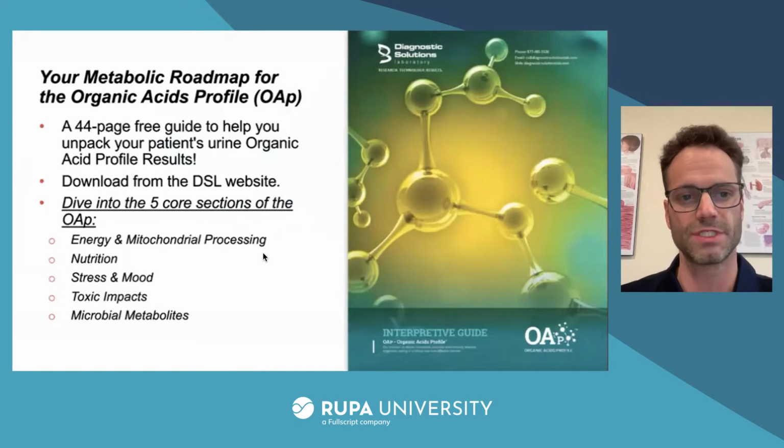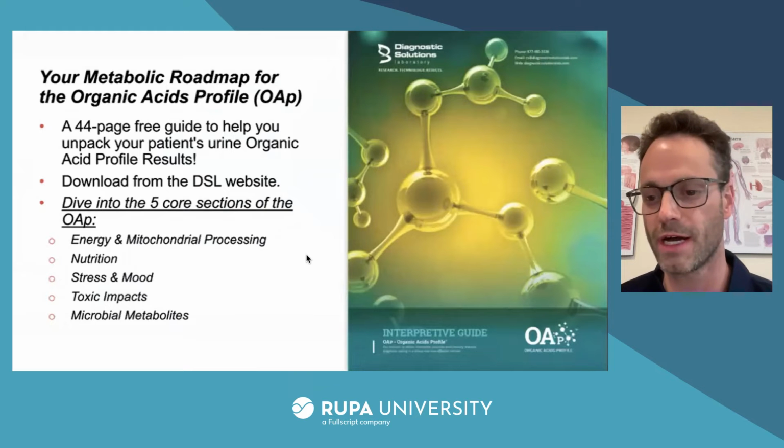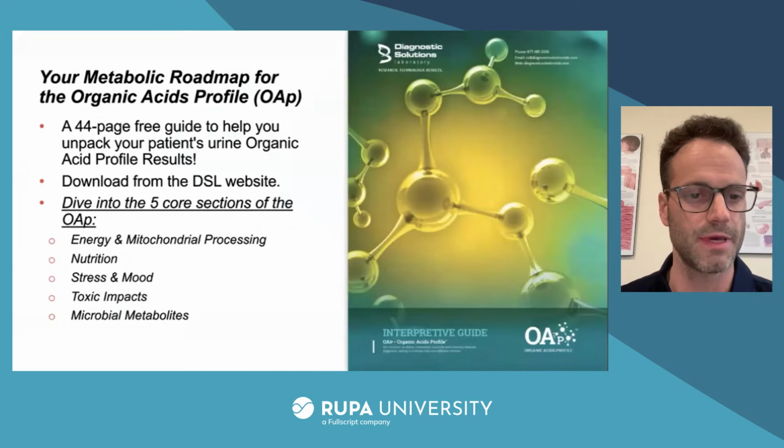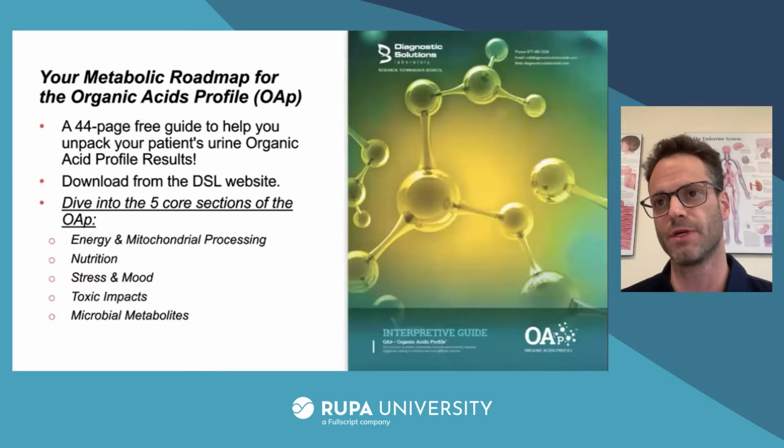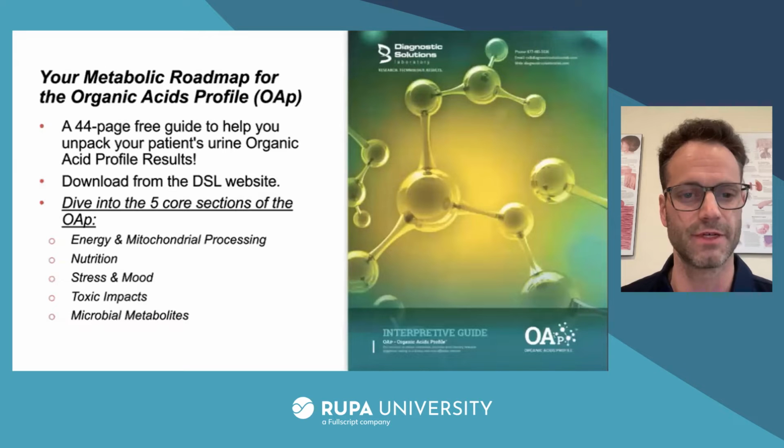So there are 5 core sections to the organic acid profile urine test here at the lab. Energy and mitochondrial processing is one. A nutritional section is another; we create a nutritional dashboard in the test for you, combining different analytes. And then there's stress and mood, toxic impacts, and microbial metabolites.